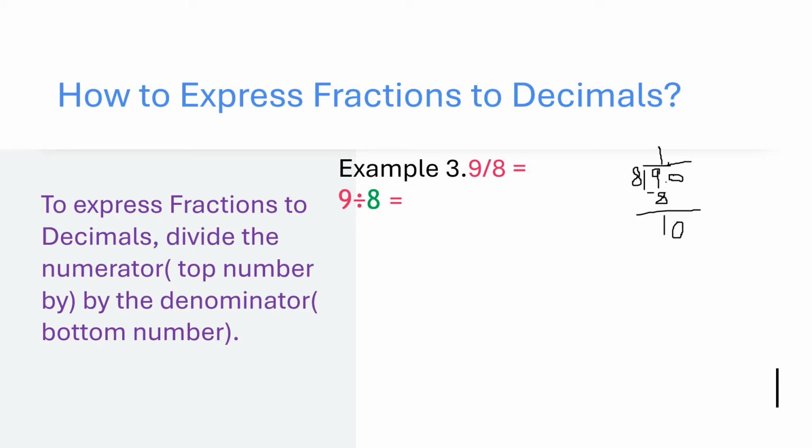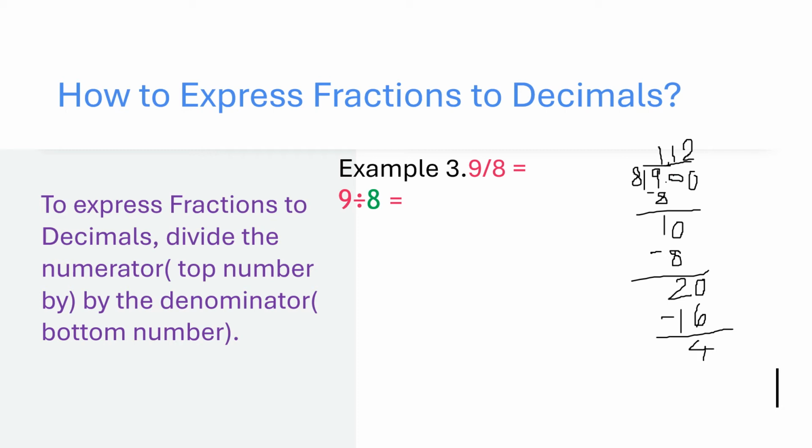Let's extend this one. 10 divided by 8 is 1. 1 times 8 is 8. Then subtract, and 10 minus 8 is 2. Still, the remainder is not 0. So we can add another 0 here and bring it down. This is now 20. 20 divided by 8 is 2. 2 times 8 is 16. And then subtract, and that is equal to 4.